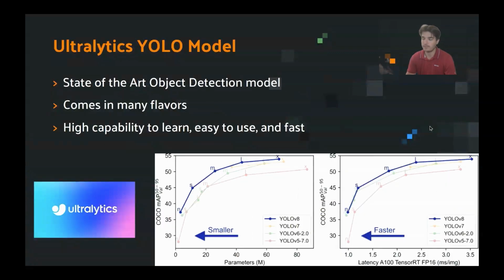What are they deploying to these drones? We typically see the Ultralytics YOLO model. The drone space is obsessed with Ultralytics and the YOLO models. It's a state-of-the-art object detection model. It's one of the best.